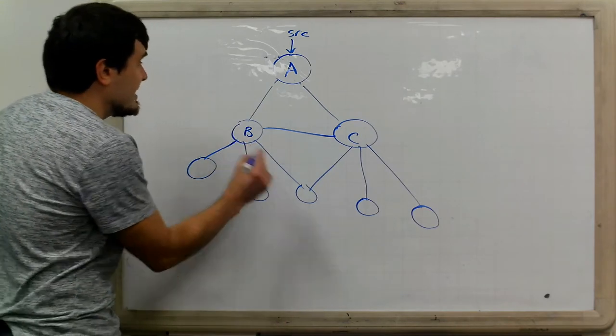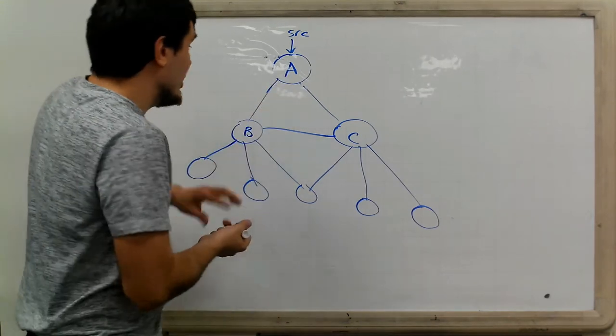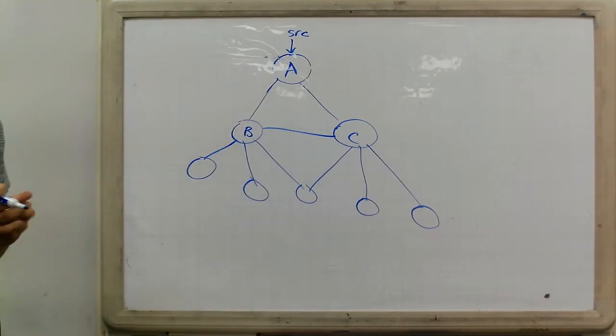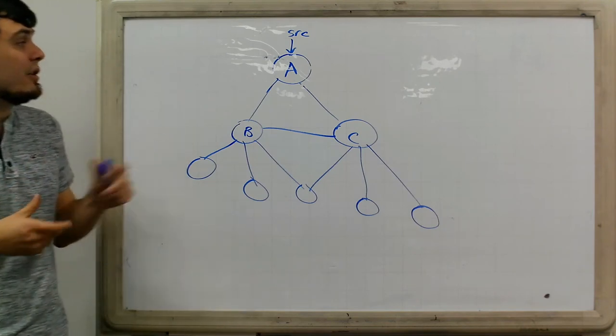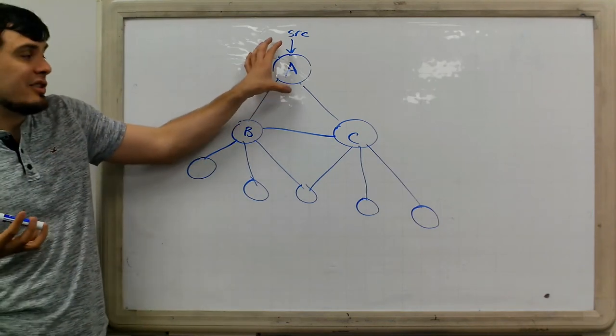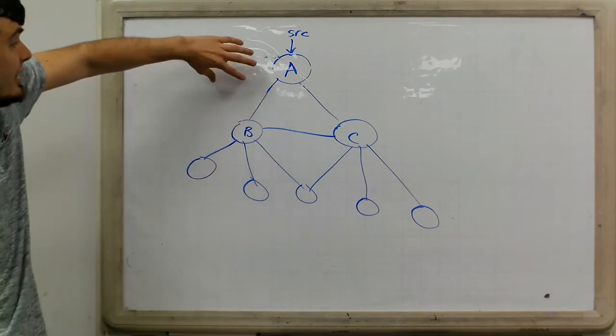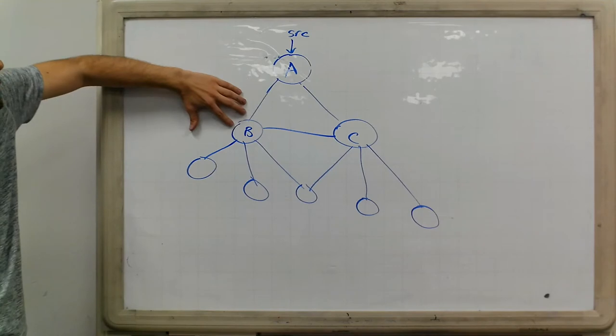And so how expensive is that? Well, every vertex in BFS is processed exactly once, right? BFS has that logic where before we ever add a vertex to the queue for processing, we check that it's not already visited, right? So that means every vertex gets processed exactly once.